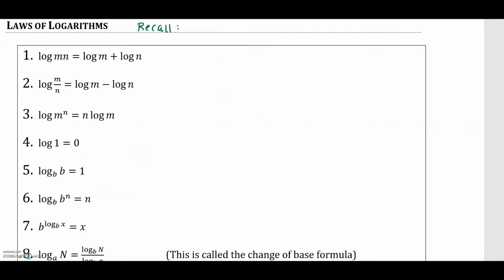Before we discuss the laws of logarithms, I want to remind you that we have a relationship between the logarithmic equation, y is equal to log of base b of x, and its equivalent exponential equation, which is x is equal to b to the power of y. And using what we know about exponent rules, we can relate those rules to logarithms. The first law is the product rule. So we have log of m times n is equal to log of m plus log of n.